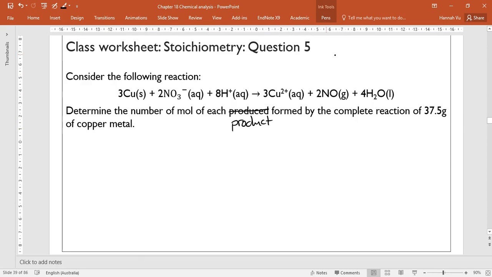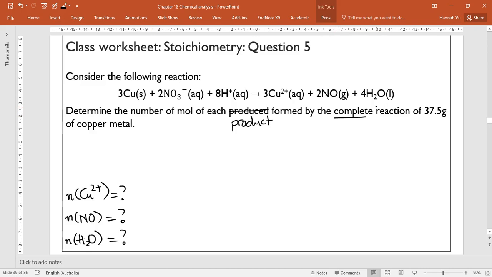Product is on the right side of the arrow, so I need to find the number of mole of copper ion. This is the first product. I need to find the number of mole of nitrogen monoxide, NO. This is the second product. And I need to find the number of mole of water. This is the third product. The question asks for the number of mole of each product. Every single product has to be found, formed by the complete reaction.